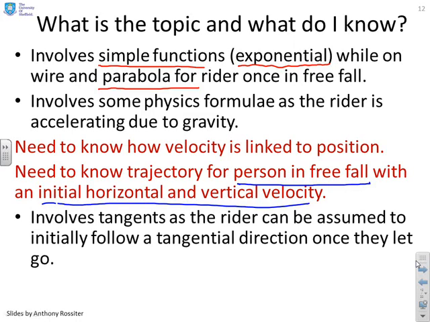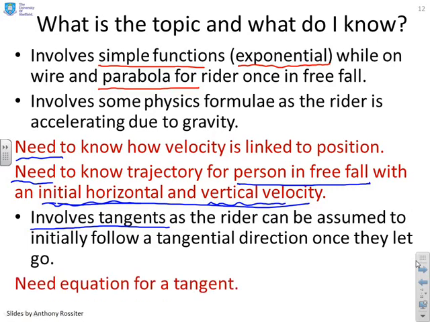So what does that tell us about what is the topic and what do I know? So these questions here are telling you what do you need, and that's helping you identify the topics, the information that you need to pull out of your data sheets and elsewhere. Well, you can see that it's going to involve tangents, because the rider can be assumed to be following a tangential direction on this wire. So if I know the tangential directions, I can work out things like the initial horizontal and vertical velocities once they let go. Therefore, I need the equation for a tangent.